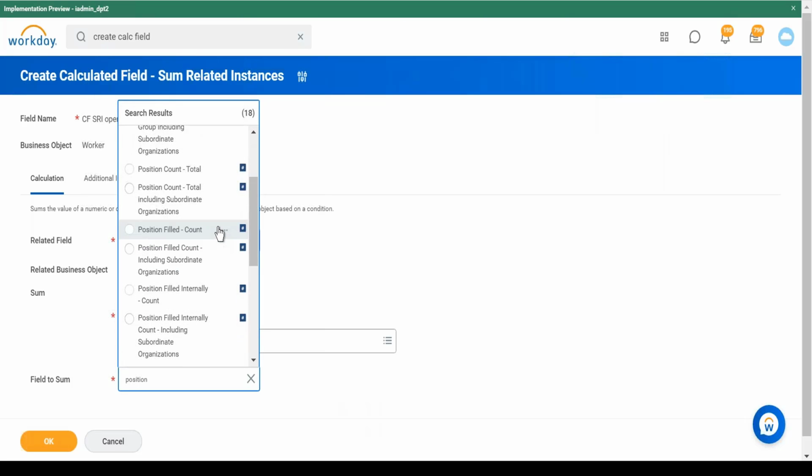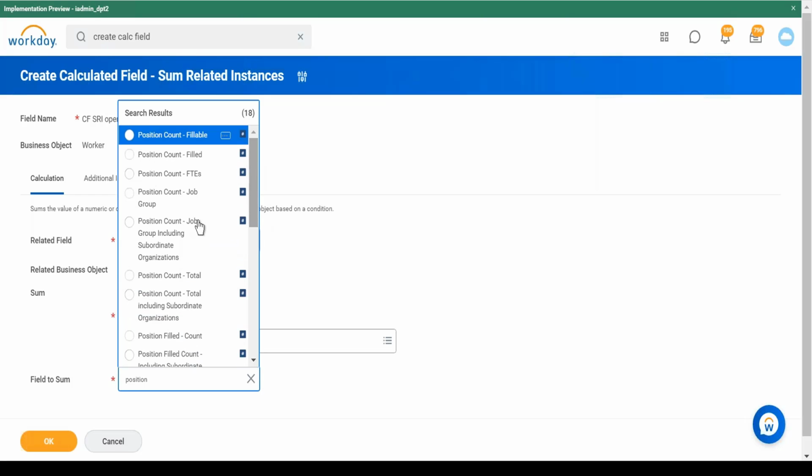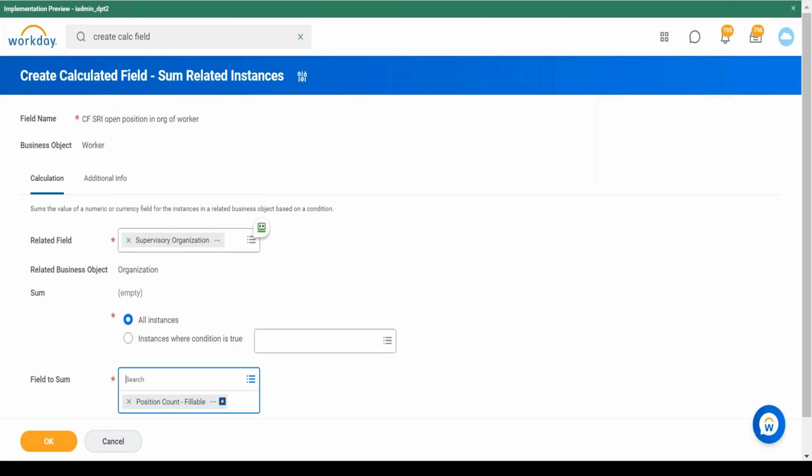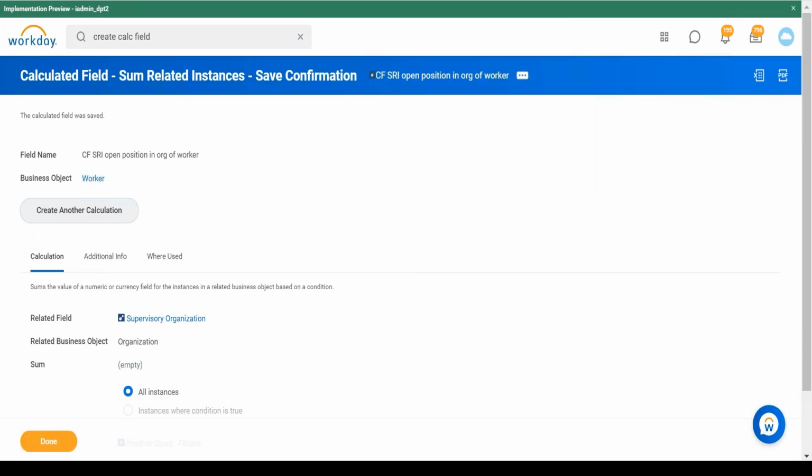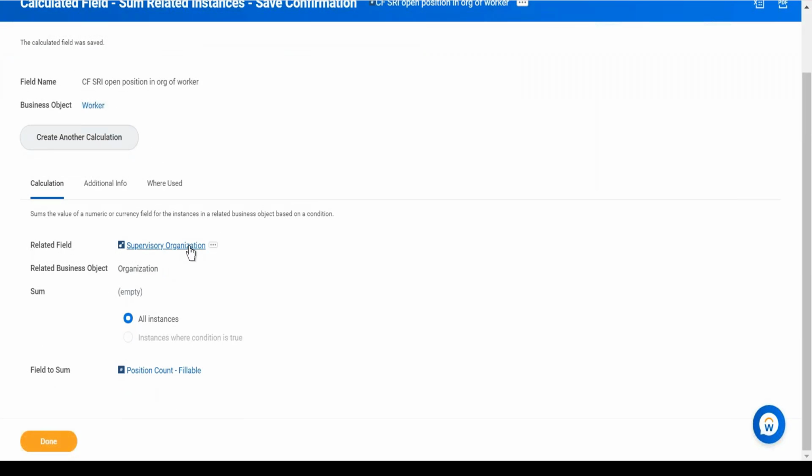If I had to find the sum of positions which are actually filled, I would have used position filled count. Or if I had to find the total number of positions in the superorg, I would have simply used that. Right now I'm only concerned with open ones, so I'm going to use this field and I'm done. I click OK. This gives me the total number of fillable positions in the supervisory organization in which the worker is sitting.